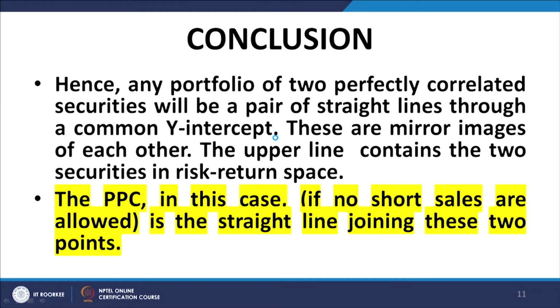Hence, to summarize, any portfolio of two perfectly correlated securities will be a pair of straight lines through a common y intercept. These are mirror images of each other. The upper line contains the two securities in risk return space. The portfolio possibilities curve, in this case, if no short sales are allowed, please note, is the straight line joining these 2 points. This is easily seen from the diagram.